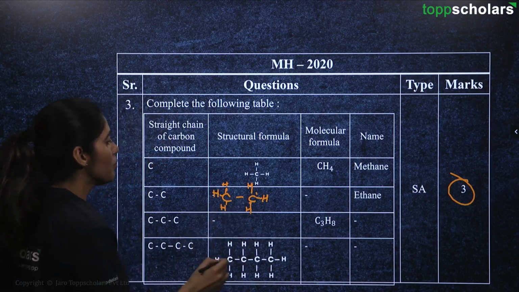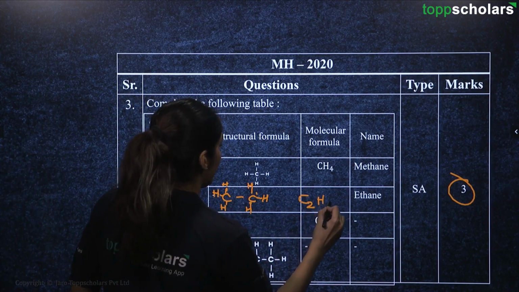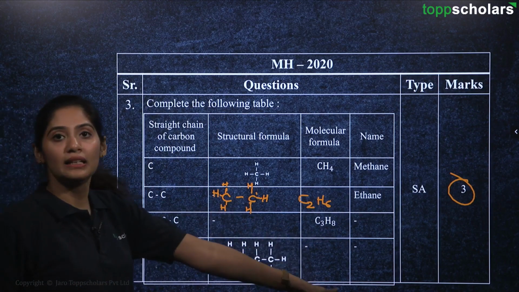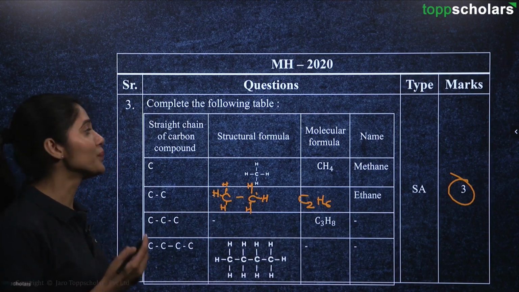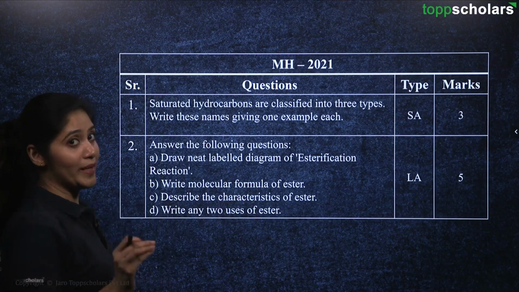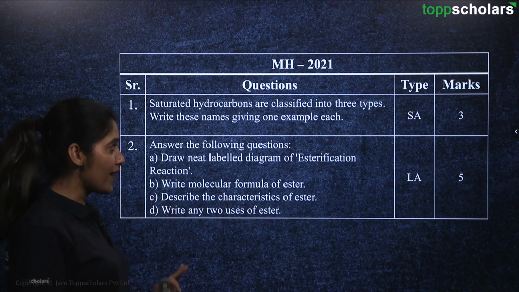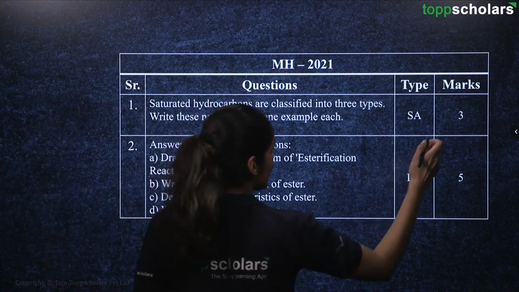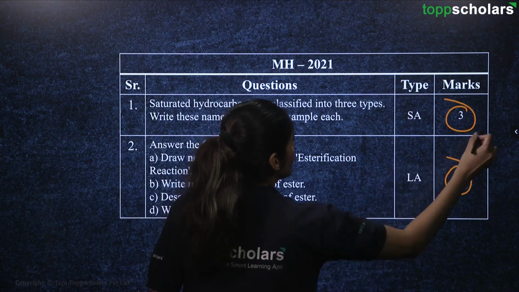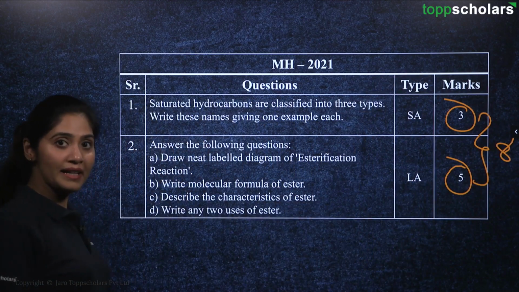Right? What would be the molecular formula? It would be C2H6 and it is ethane, right? Similarly, we will have to fill the rest of them as well. Okay. Now, we are going to the next year, that is 2021. Here we have 2 questions and very, very important. You have to see that one question is of 3 marks, one is of 5 marks. So, here together we have 8 mark question, right?